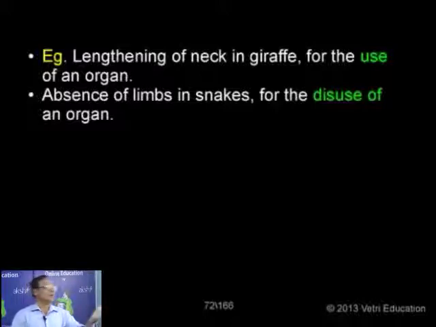Then, what is the example for the disuse of an organ? In the case of snakes, you know that the hind limbs and also the pelvic girdle are highly reduced. So the reduction or absence of limbs and the pelvic girdle is an example of the disuse of an organ. As the organs, namely the limbs and the pelvic girdle, have not been used in snakes, as they crawl on land, because of the disuse of an organ, what will happen? That organ reduces in size.